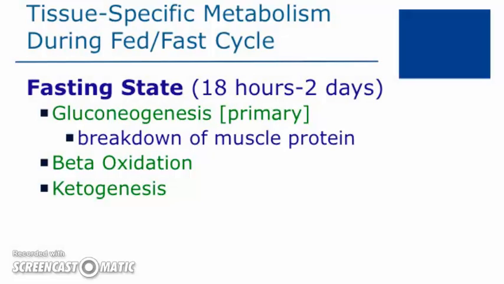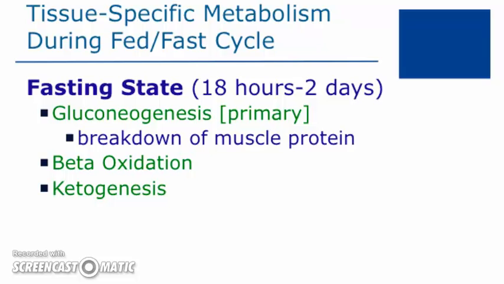As a reminder, a fasting state is occurring 18 hours post-meal intake up to 2 days after consuming food. We will talk about the processes dominant during this more prolonged fasting state. So we can see that gluconeogenesis is going to be one of the primary processes, and this process is going to involve breaking down of muscle protein and converting particularly glucogenic amino acids to glucose, and the glucose is going to be used to supply blood glucose levels, which have declined rapidly during this more prolonged fasting state.